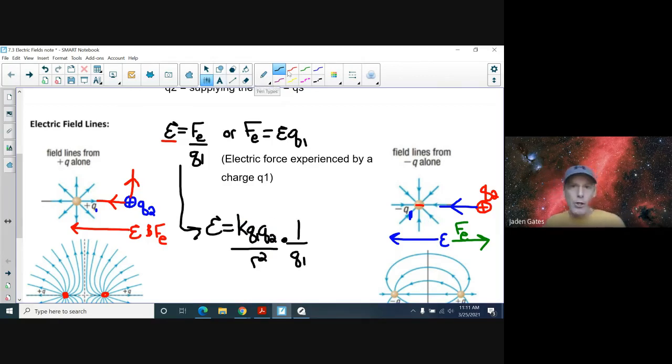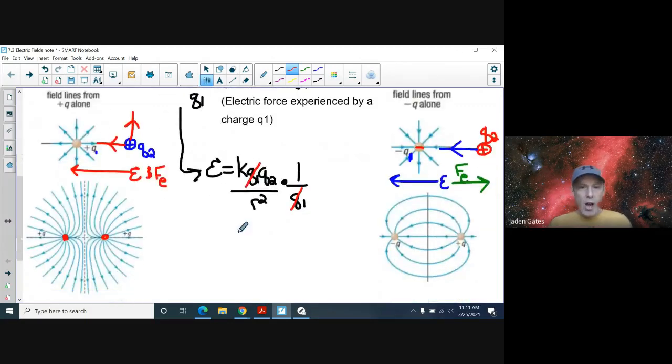Now, here's what I'm going to do. I got a Q1 in the top and a Q1 in the bottom. I'm going to divide those two out. And so now I have a new formula. And this is what your textbook does not do. It makes it really confusing. Where my electric field strength is K, which is still that 8.99 times 10 to the power of 9, times Q2 divided by R squared.